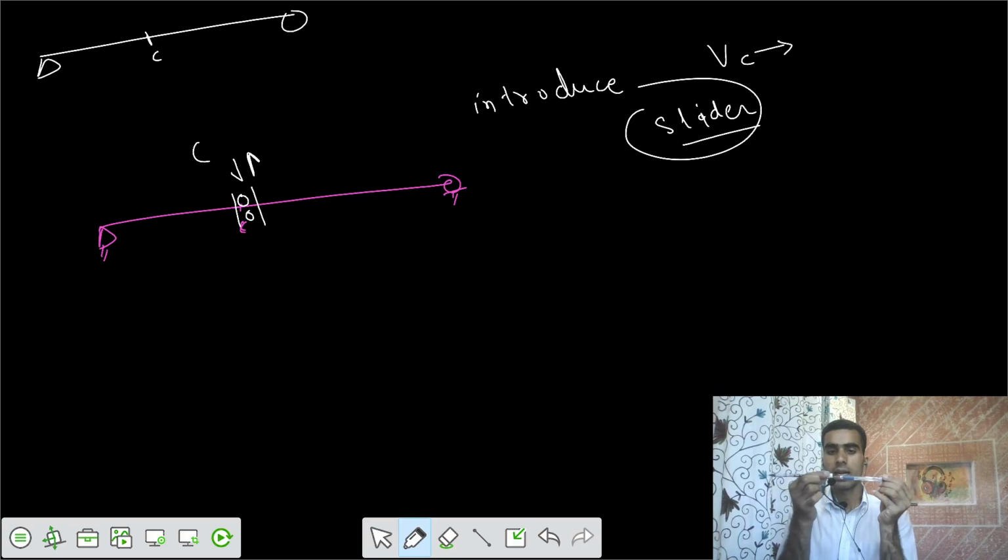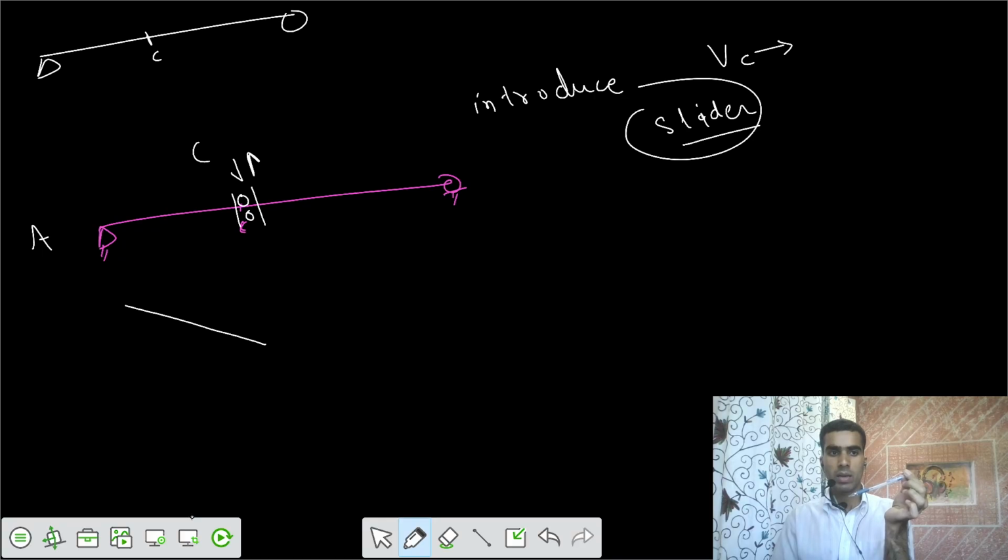Let's say this is our slider here, and you now apply shear for this part in the downside, and in this part upwards. Let's say this is your support A and this is your support B, and from the side you apply shear of V downwards. So what's going to happen? This part AC is going to go in this way.